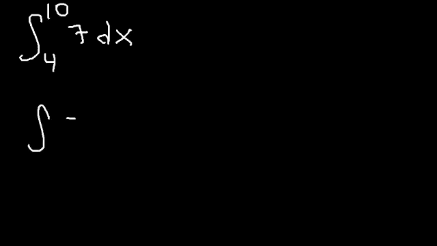Here's number 2. Go ahead and find the antiderivative of 7 dx, evaluated from 4 to 10. So what is the antiderivative of a constant? All it is just going to be 5 times x. The derivative of 5x is 5, so the antiderivative of 5 is 5x.